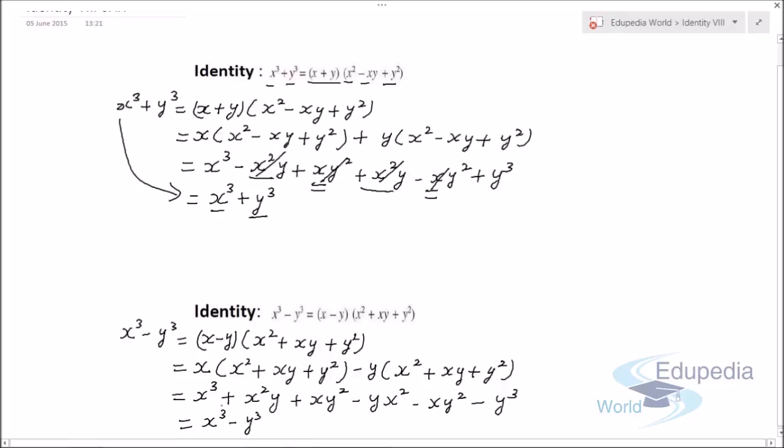So this can be written as x³ − y³. Then similarly this term x²y and −yx², these are both like terms and equal, but they have opposite sign, so they will get cancelled. Similarly this term and this term, they have equal signs, both are equal terms, so they will also get cancelled. So we are left with x³ − y³. So this is the solution of the identity.